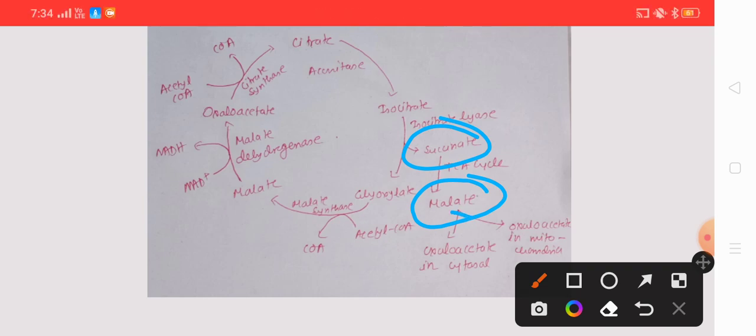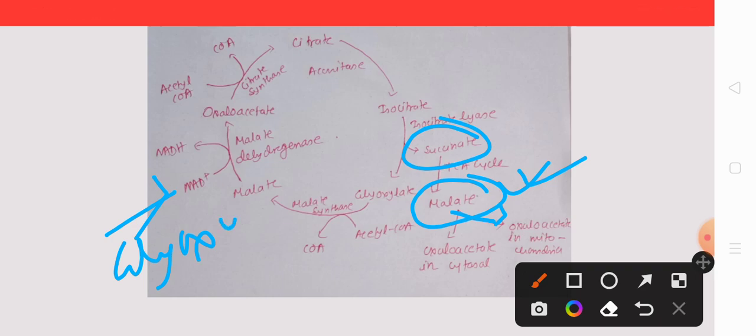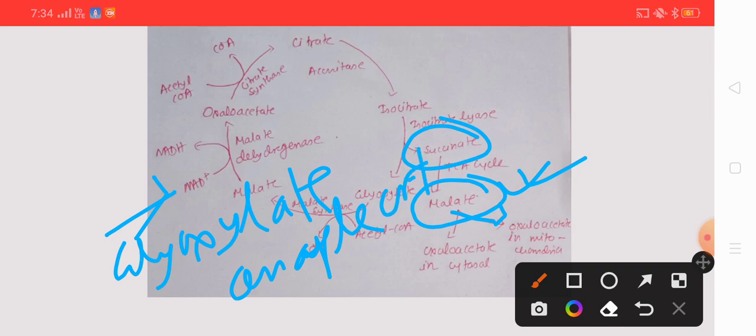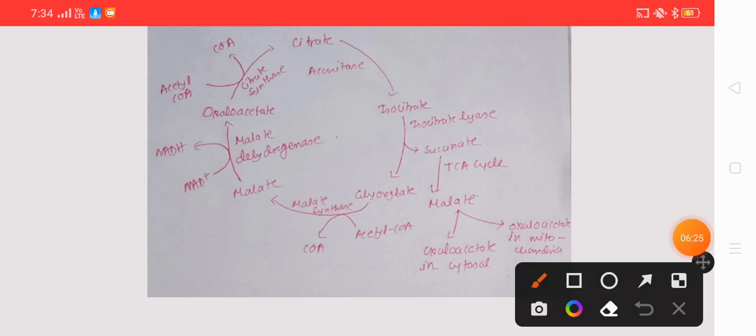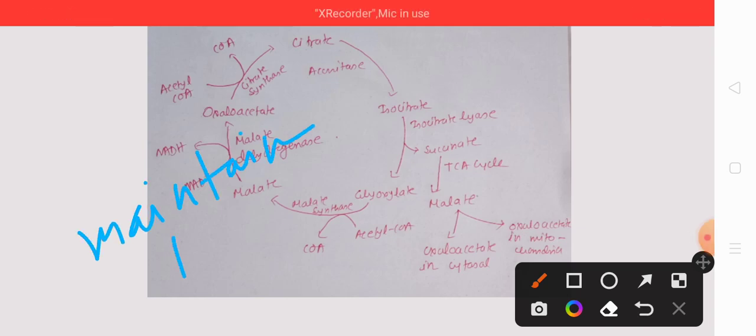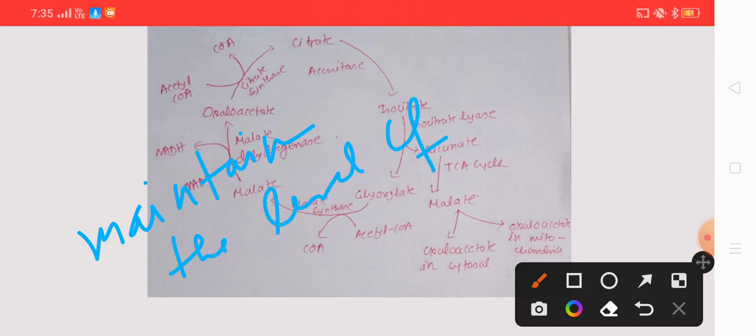Now this malate has two important fates. One is that this malate will be converted into oxaloacetate in mitochondria, continuing the TCA cycle, and if this malate does this job, then the glyoxylate cycle will be considered an anaplerotic process. We have already done a lecture series on anaplerotic reactions, where I told you that these reactions maintain the level of TCA cycle intermediates despite their anabolic characteristics, right?